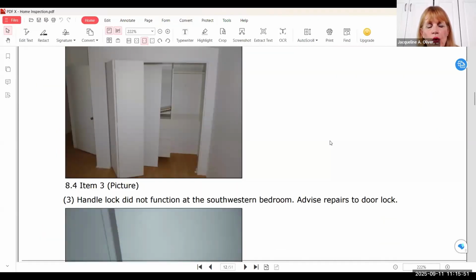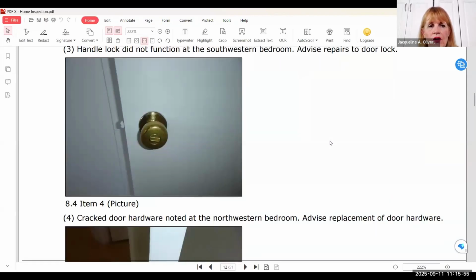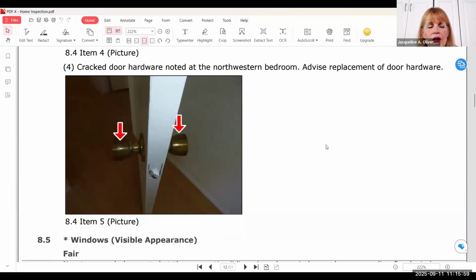This one has one of those doors that's like an accordion door, and those can be difficult. Handle lock does not function. You have a door lock here. It's got two different types of handles on it, and it says cracked door hardware. That's got to be old.